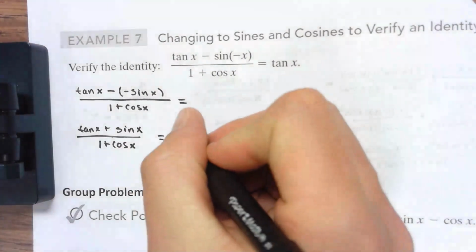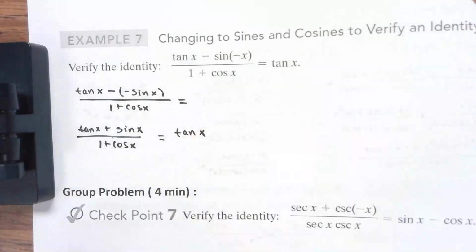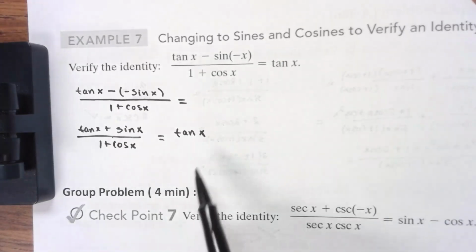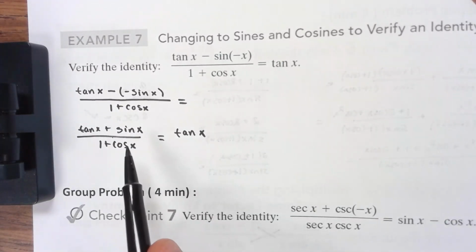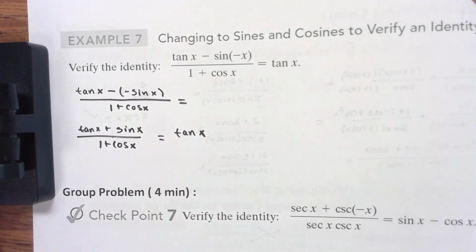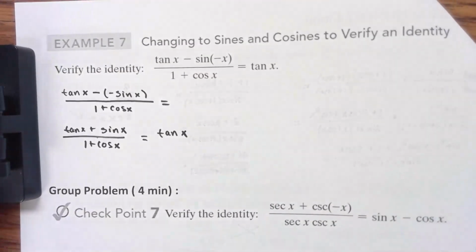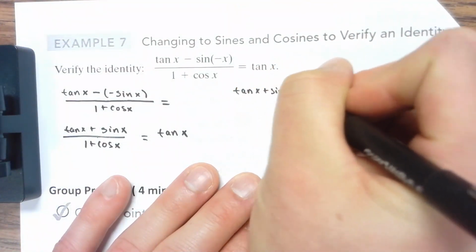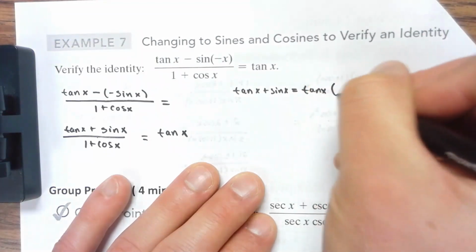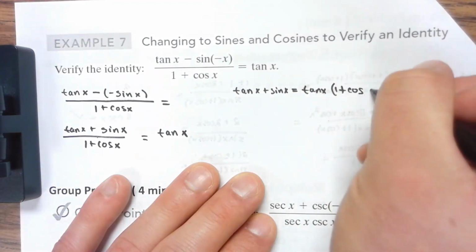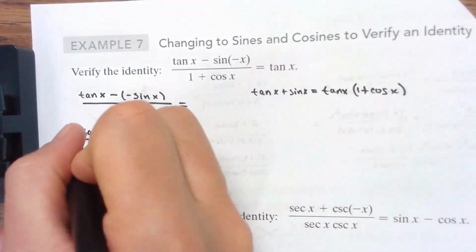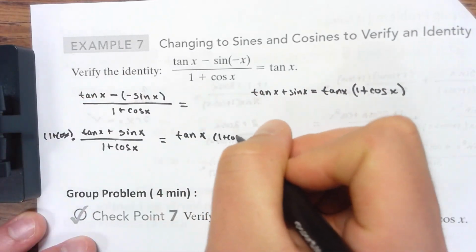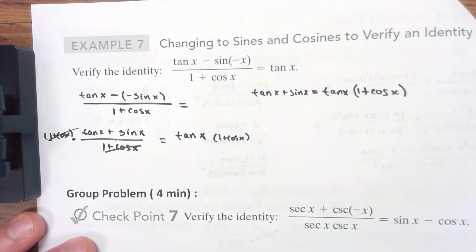So this will be another case where we'll bring in that right side and just work on doing a little bit of solving to get them to be the exact same. I'm going to multiply both sides by 1 plus cosine of x to essentially get rid of this fraction and then see where I'm at from there. So when I multiply, the left side becomes tangent of x plus sine of x, and now it equals tangent of x times 1 plus cosine of x. All I did there was multiply everything by 1 plus cosine of x to get rid of the dividing by 1 plus cosine of x.